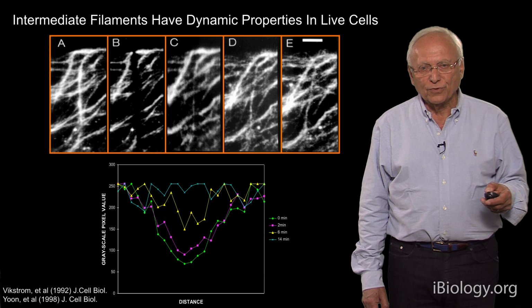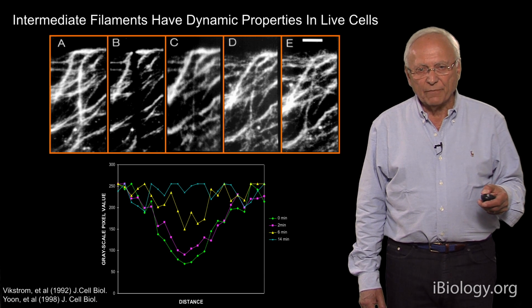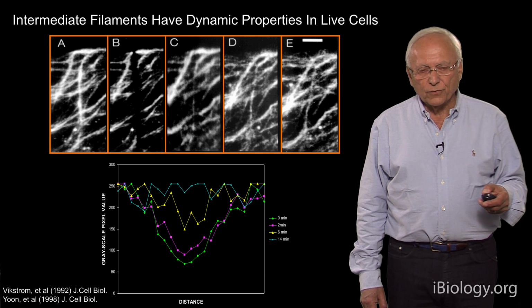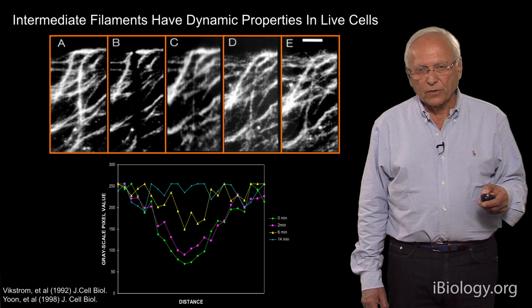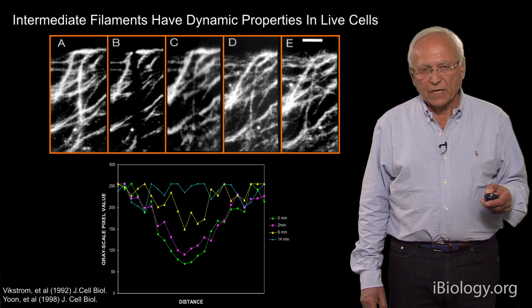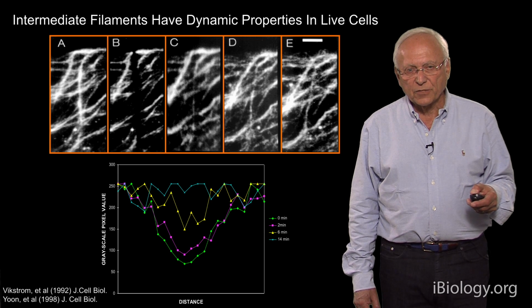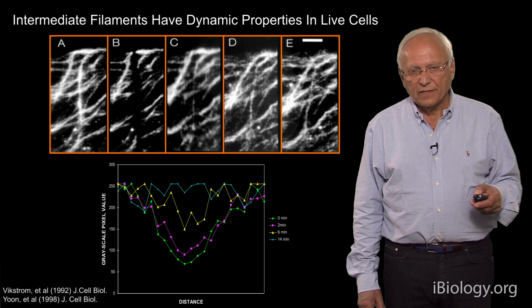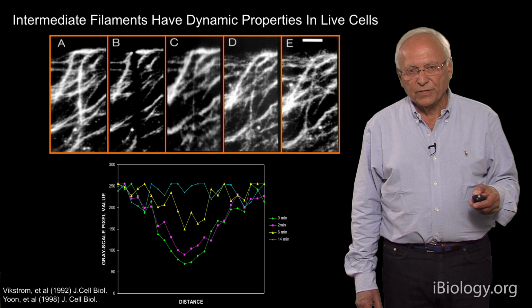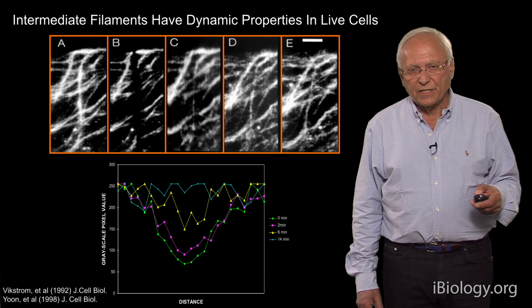So when we turn to live cells, we realized that intermediate filaments are very dynamic in vivo. And in fact, if you do a photobleaching experiment where you look at recovery of photobleaching, the FRAP analysis, you can see on the left side a cell that was microinjected with rhodamine conjugated Vimentin. And then in the next panel, B, immediately afterwards, that fiber was photobleached. And then in C, D, and E, you can see the photobleach recovery coming back.